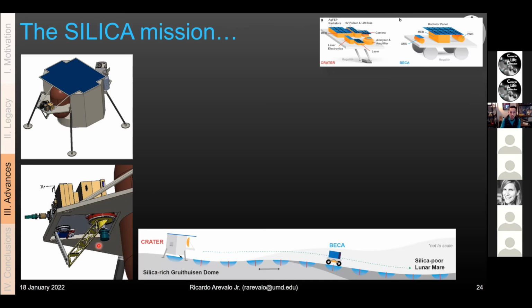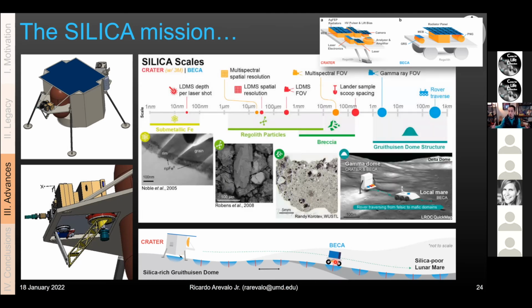So we envision putting our LDMS instrument on the lander and a gamma ray spectrometer on the rover. And with taking advantage of that mobility, we can analyze features of the lunar surface from the nanometer scale, which is like a single laser shot, all the way to the kilometer scale. So it's a really exciting investigation. We hope we get selected.